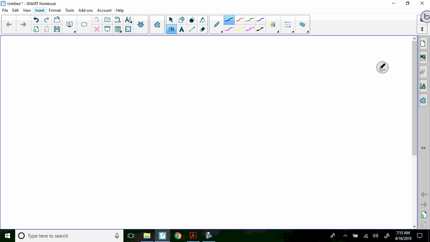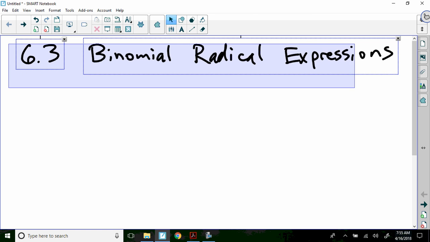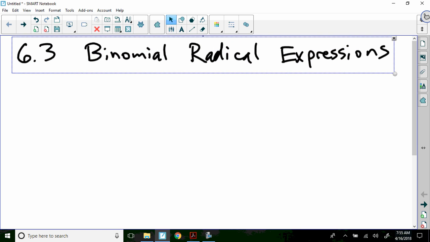So today we're looking at chapter 6, section 3. The title is Binomial Radical Expressions. Probably one of the most complicated sounding titles of anything we've studied to date. Binomial radical expressions.